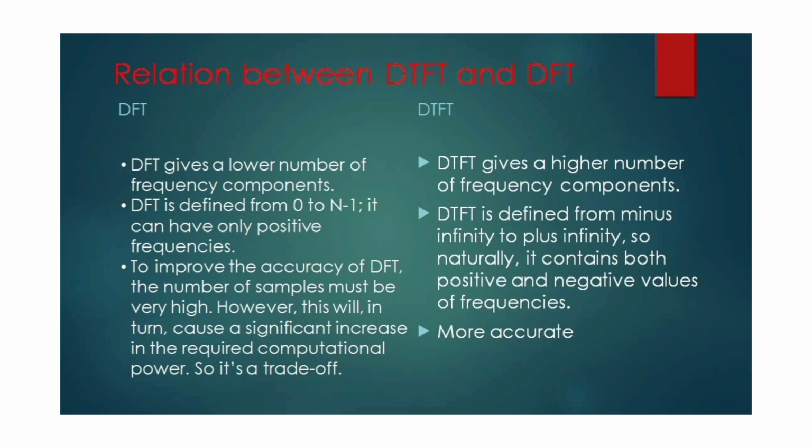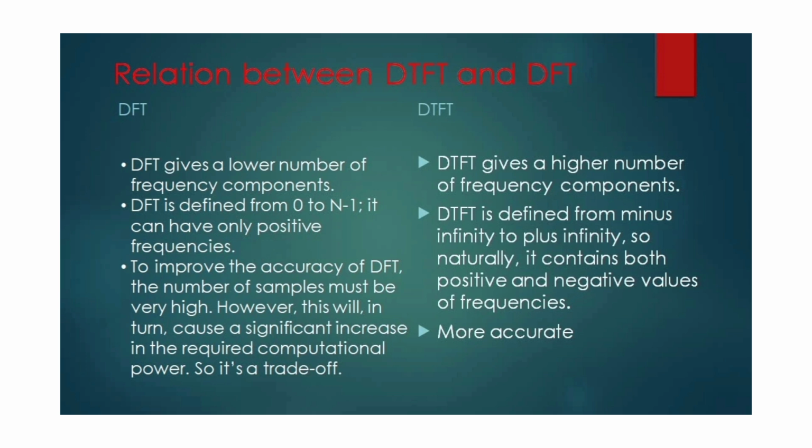In order to improve the accuracy of the DFT, the number of samples must be high, right? However, this in turn causes a significant increase in the required computational power. So it is a trade-off. If I want to increase the accuracy, I have to trade off the power.